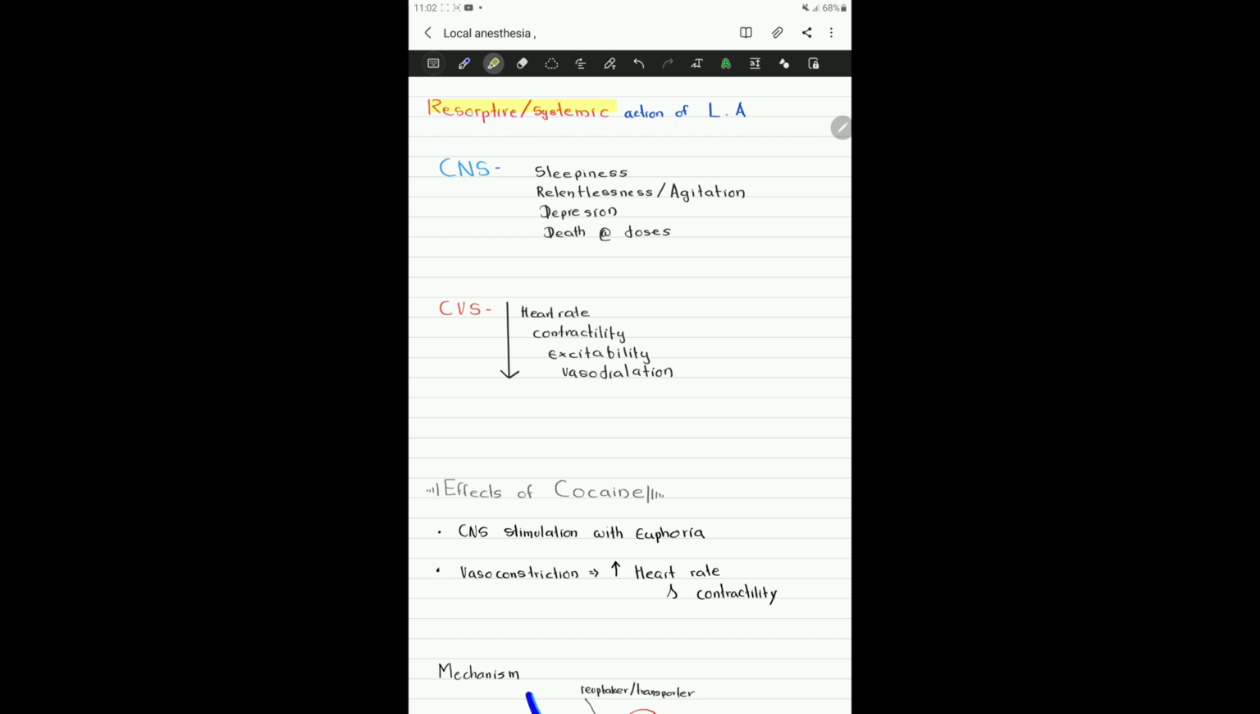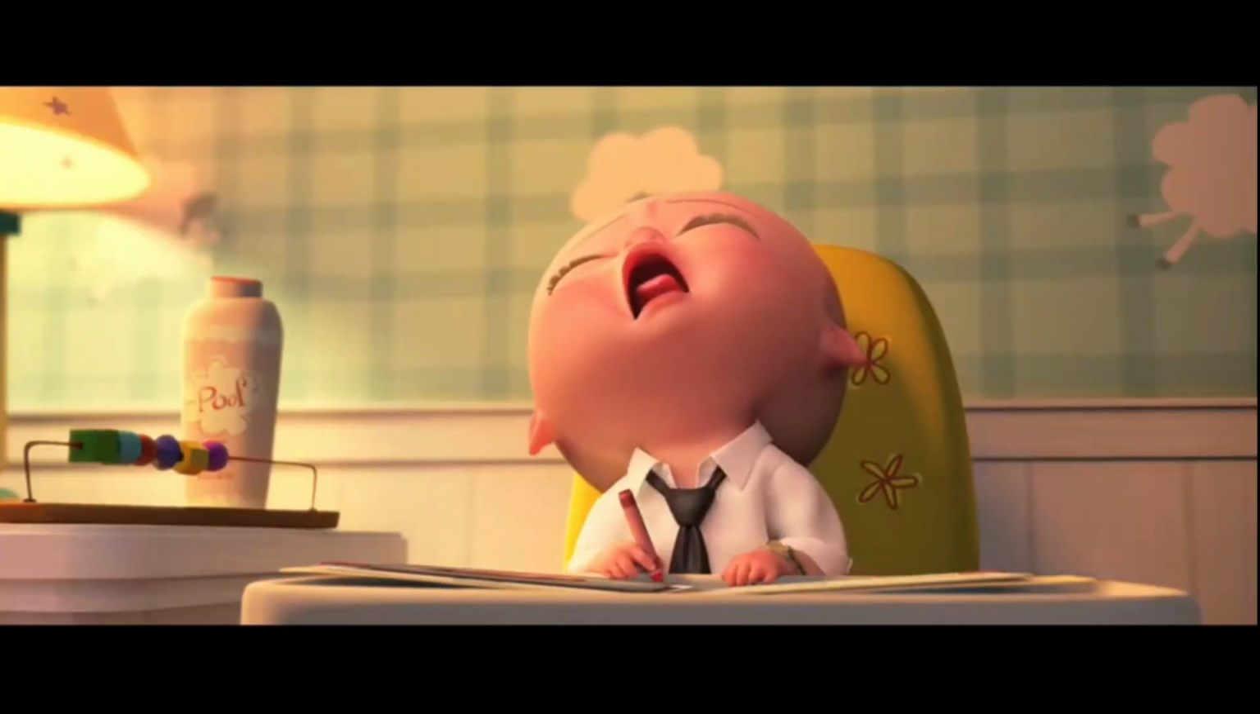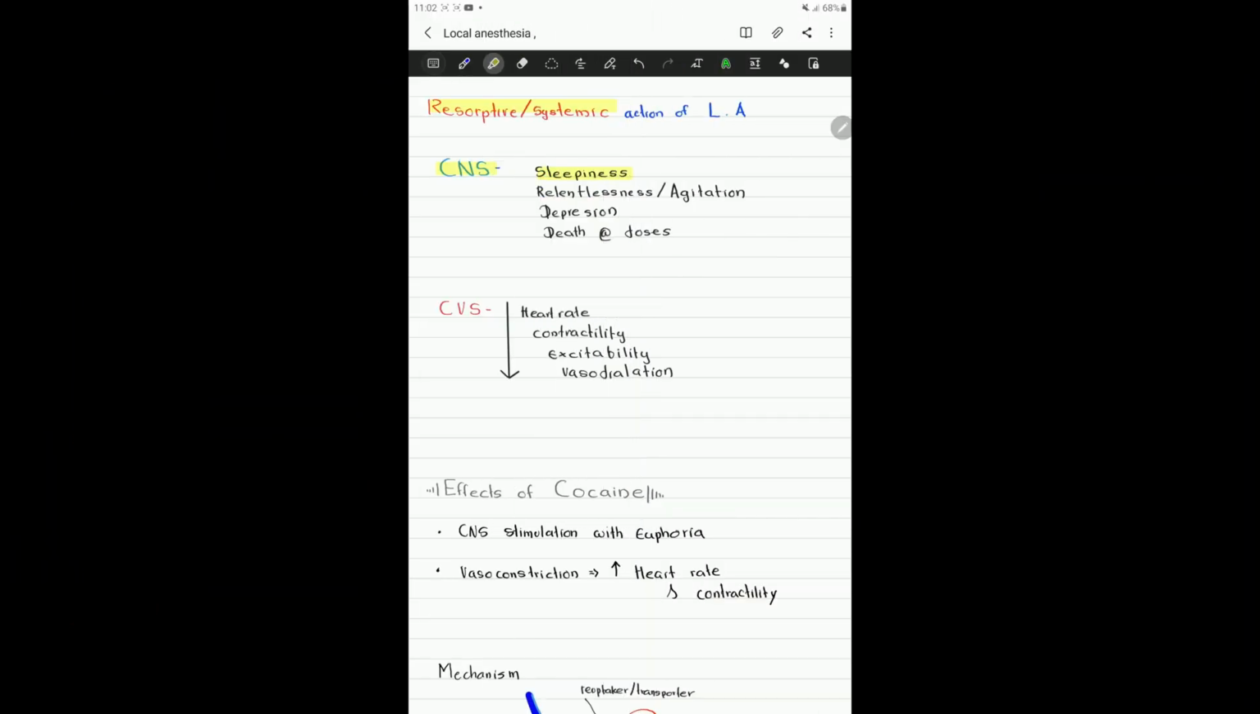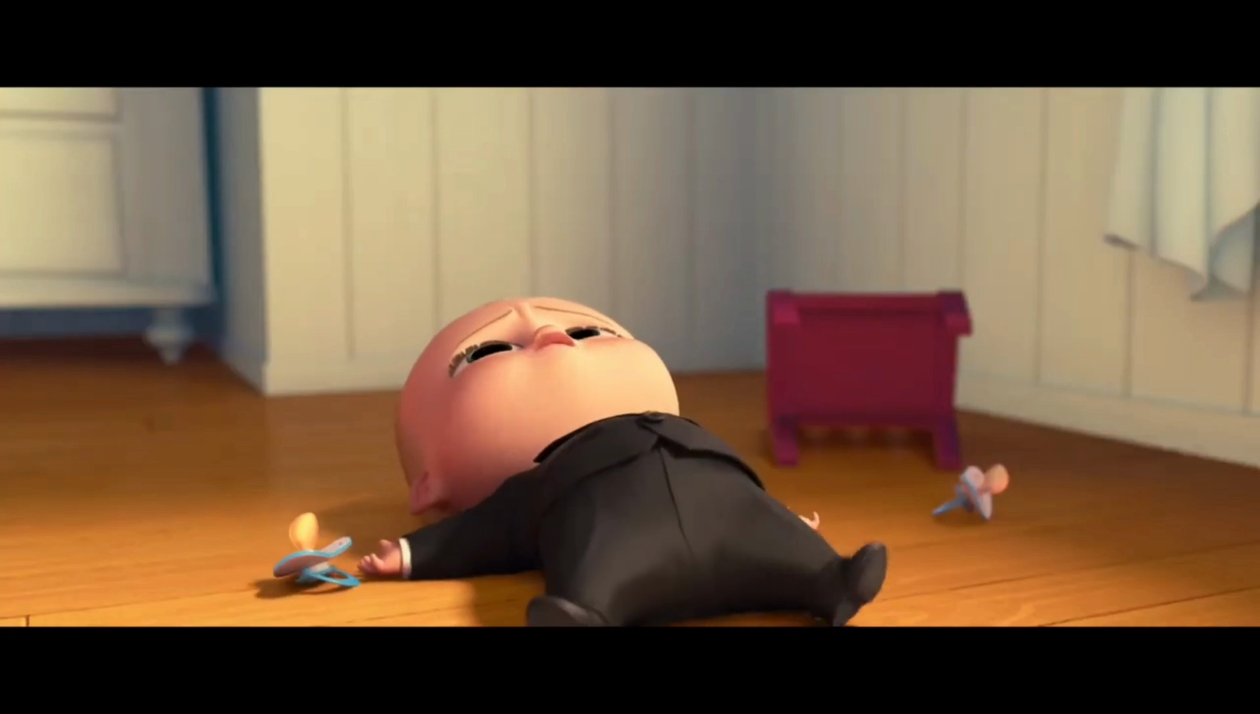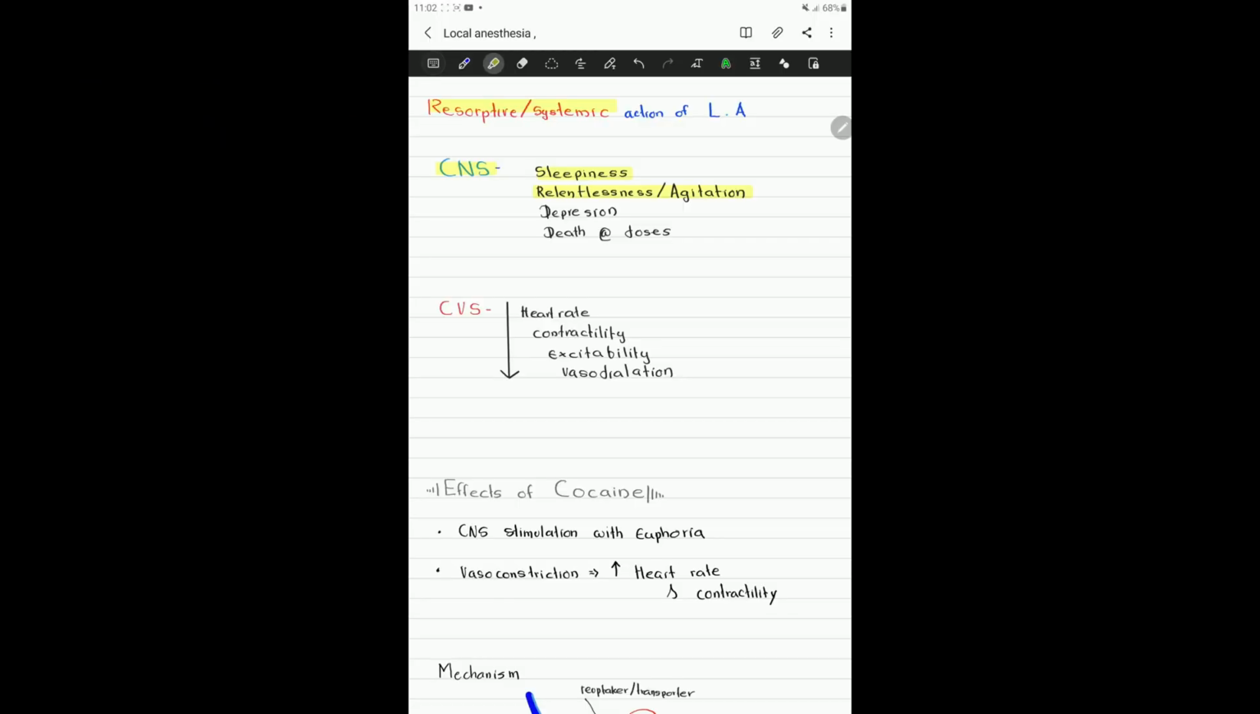Next, we have reabsorptive or systemic action of local anesthetics. These are the adverse effects of local anesthetics when they are introduced to systemic circulation and affect other systems of the body. In the central nervous system: sleepiness, restlessness and agitation, depression, and finally, death at high doses.